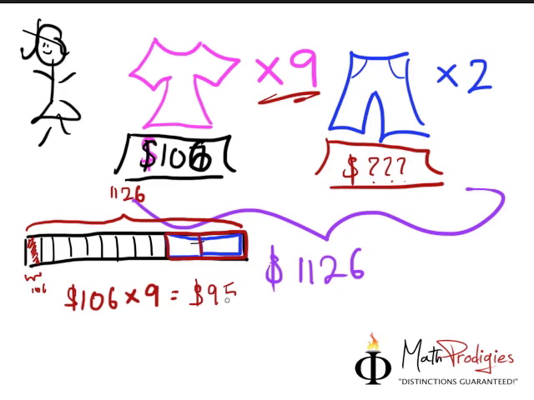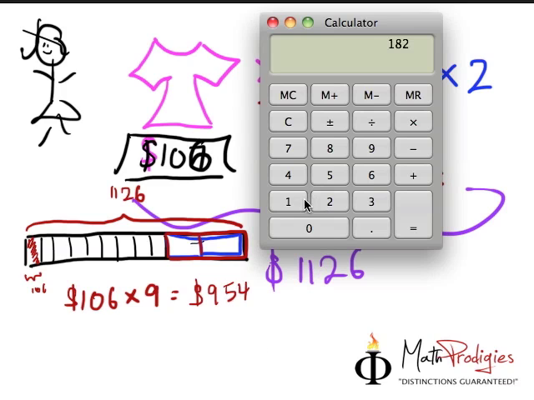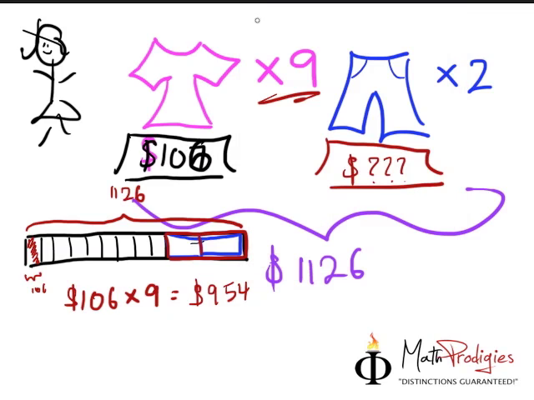$954. Let me just check this out using my calculator. My handy dandy calculator. 106 times 9, which gives you 954. I am right, as usual. Okay, so if this is 954, let me just draw this out for you, okay?